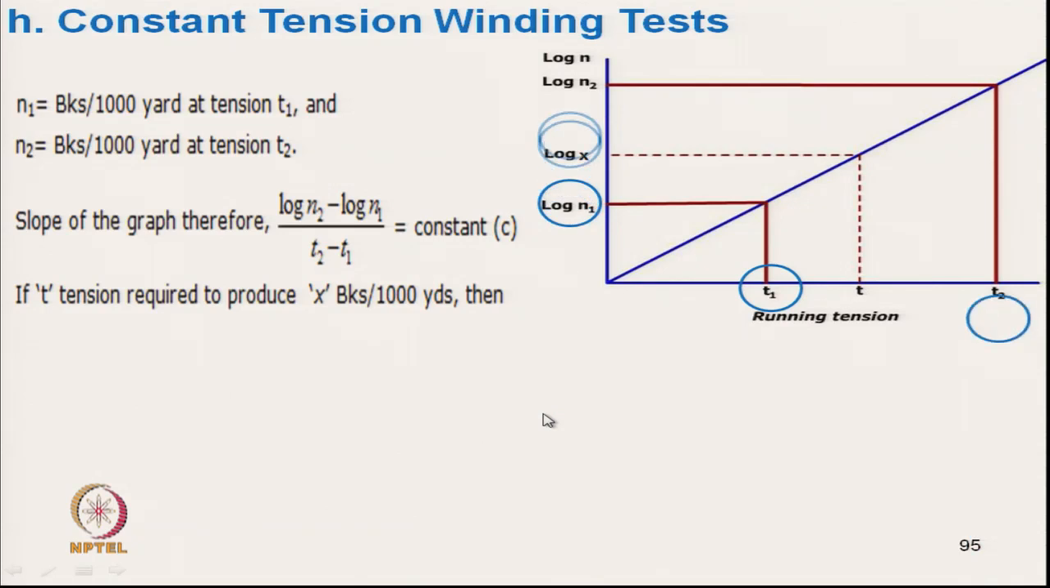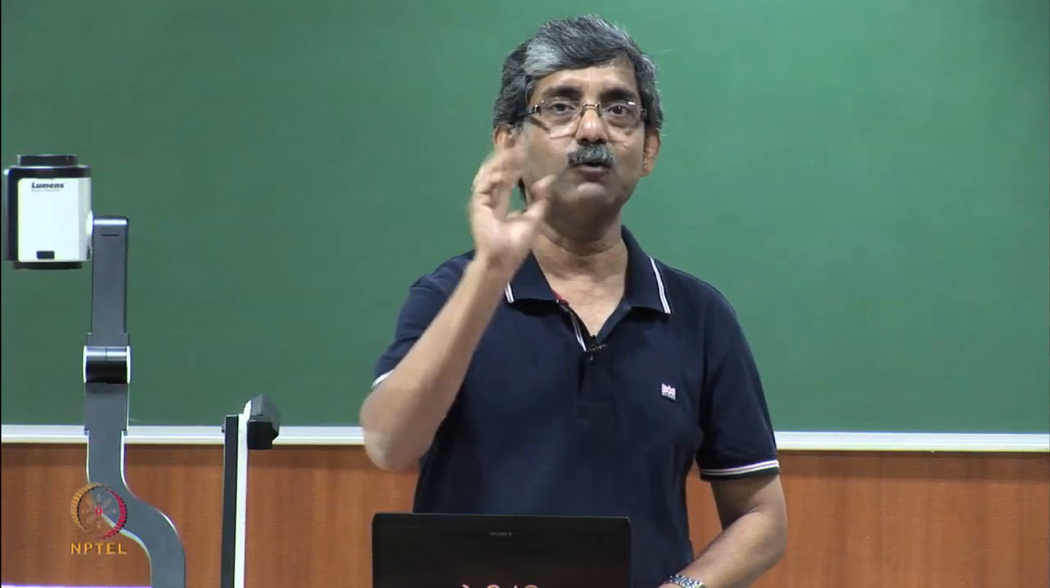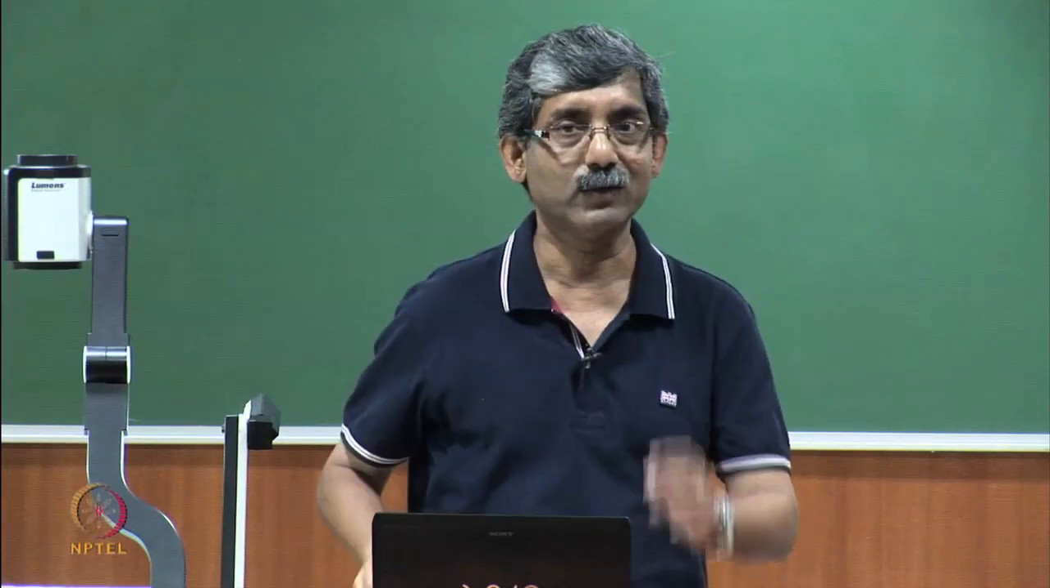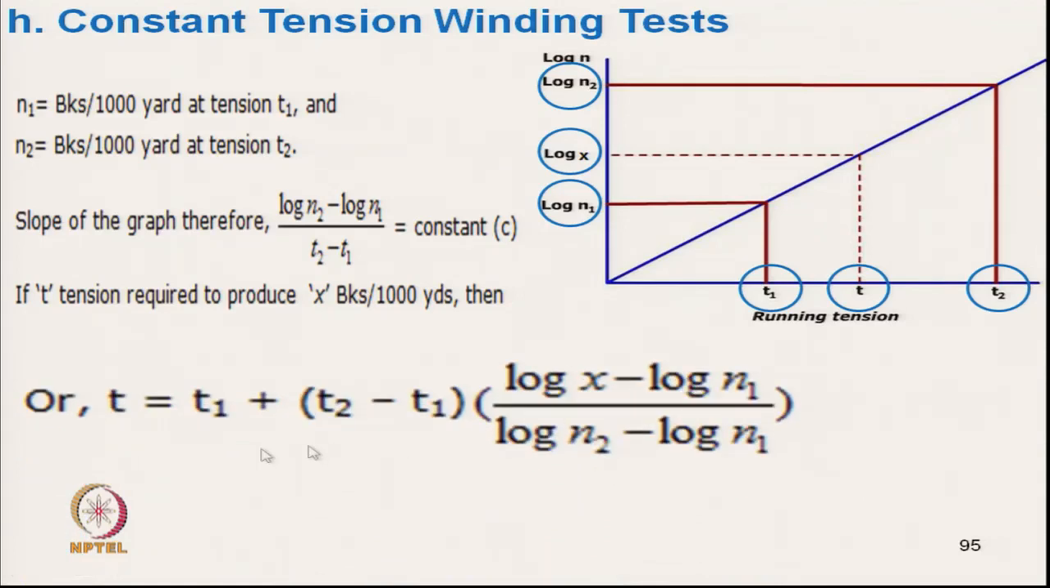And the standard value: for the BS standard it is 8 breaks per 1000 yard. For any other standard, any known value, suppose for our purpose we want to know at what tension the breakage will be 1000 or 100 breaks, we can simply calculate and extrapolate the value. Okay. So, this is the standard value.